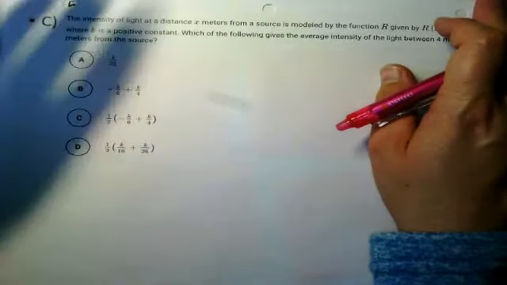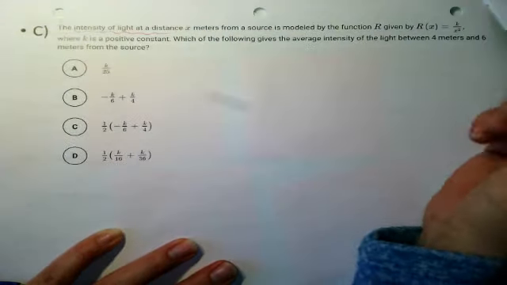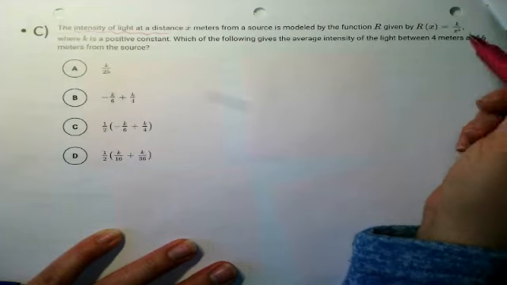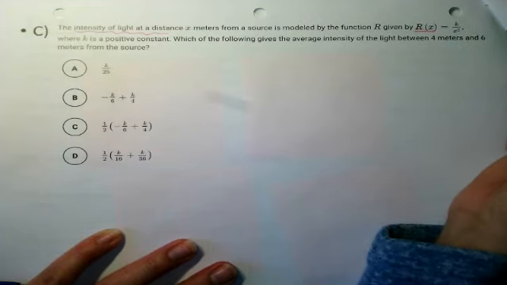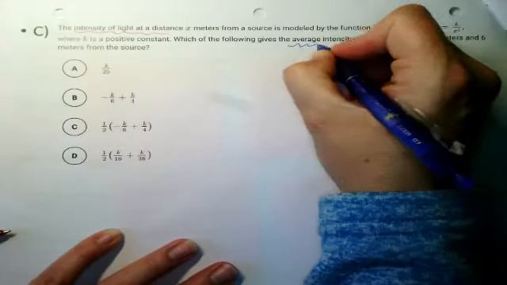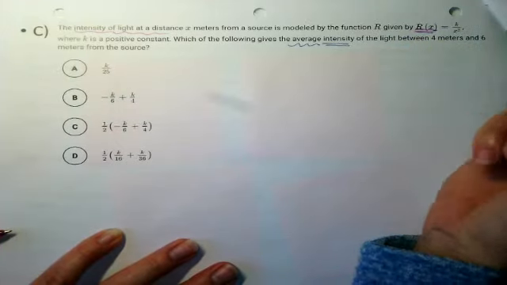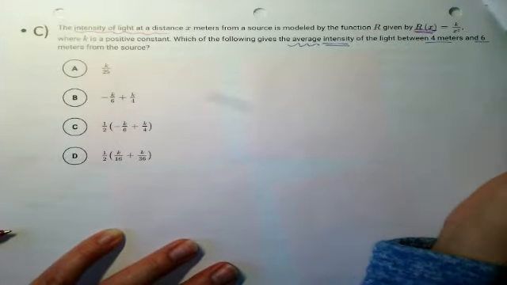The intensity of light at a distance x meters from a source is modeled by the function r, where k is a positive constant. Which of the following gives the average intensity? Okay, average intensity, that's r right there, between 4 and 6 meters.